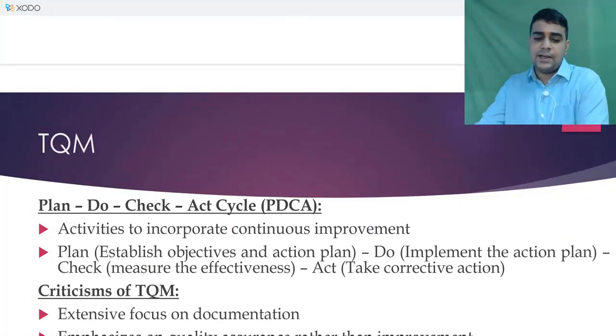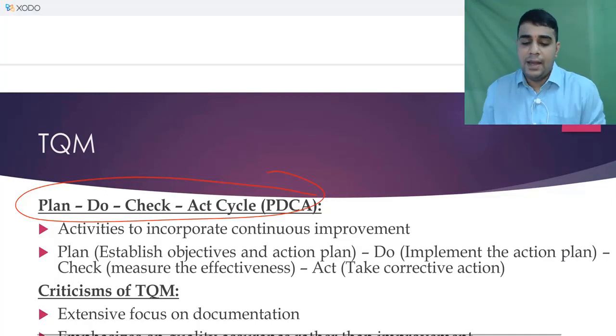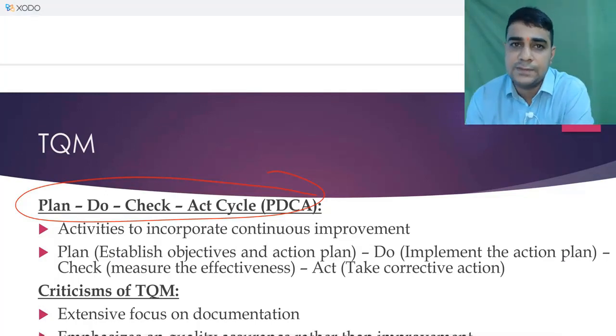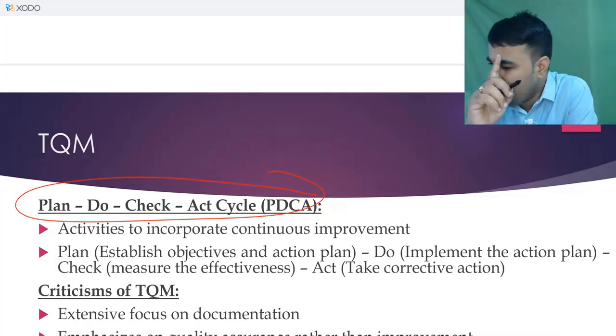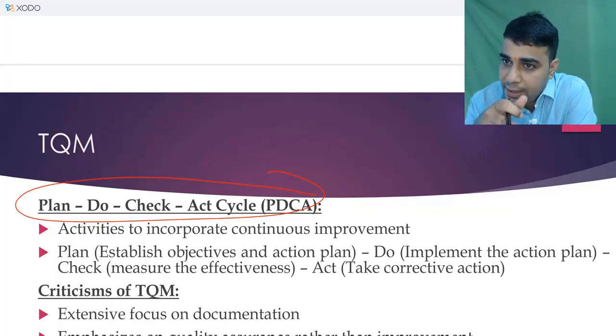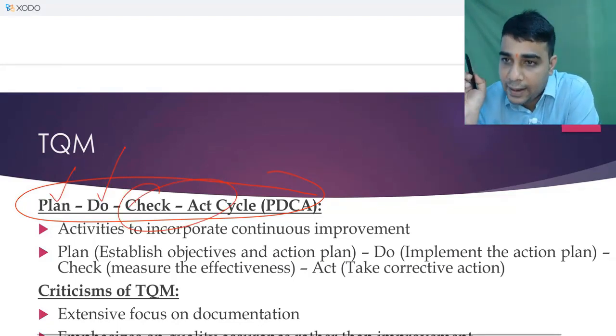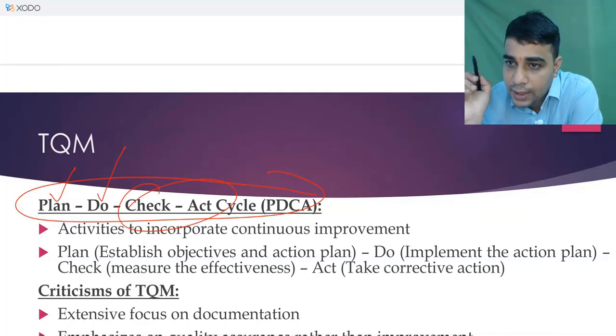Okay, next is the plan, do, check and act cycle. This is part of TQM. I will not say this is part of TQM, this is part of anything. When we did chapter 1, there was something called implementation of any strategy. If you want to implement anything, there is a pre-implementation stage, an implementation stage, and a post-implementation stage. Pre-implementation is plan, implementation is do, post-implementation is check and act.